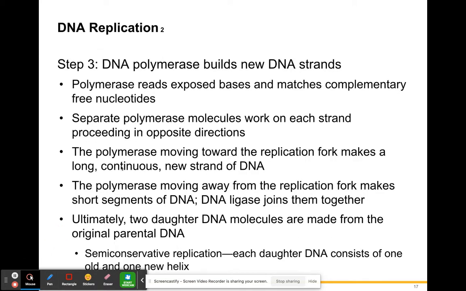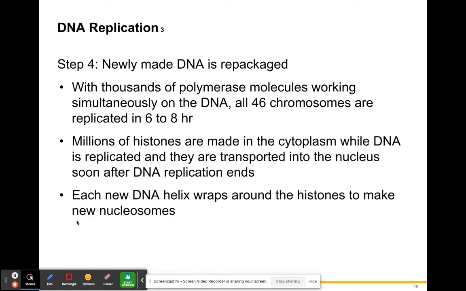And here's that polymerase word right there. Okay.